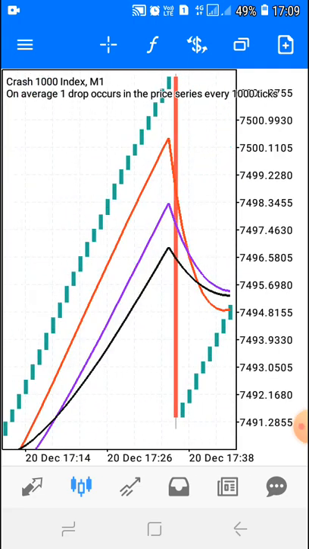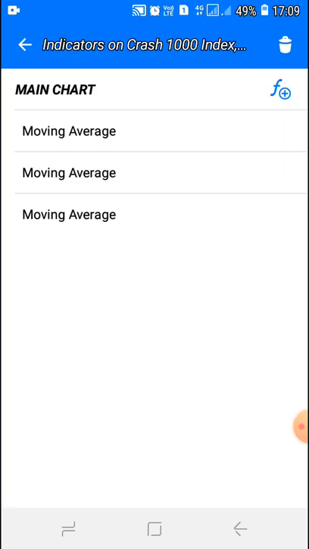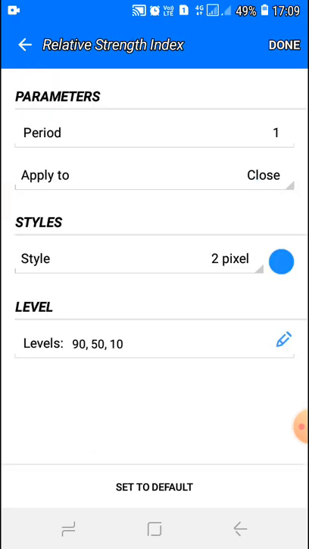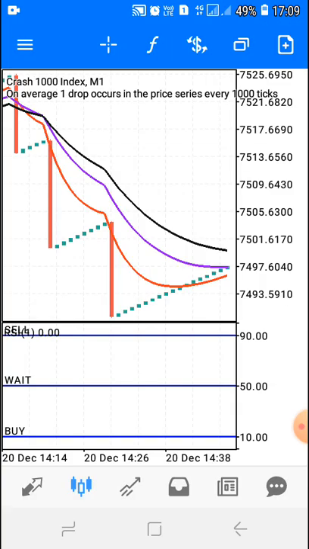Okay, so guys, I'll be giving you the parameters of the indicators that I'm using in this video. The first indicator that we're going to use for the strategy is our RSI. Make sure that your parameters are like this: the period should be 1, apply to close, style 2 pixel blue, levels 90, 50 and 10. Okay, so this is how it's going to look.